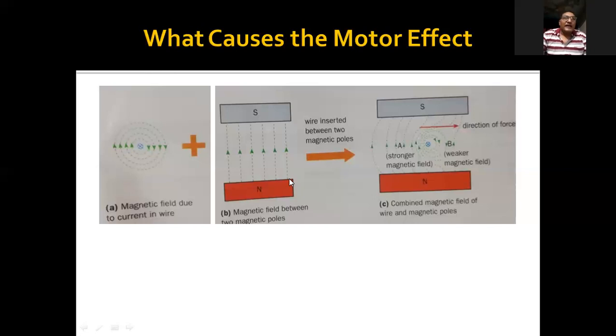Here I have a north pole and a south pole. At the bottom I have the north pole, and at some height we have the south pole. So the magnetic field lines here will be from north to south, going towards the south. When you put this conductor inside this magnetic field, like I have done here, what will happen? In this diagram, I'm showing the conductor placed inside the magnetic field of this north-south magnet.